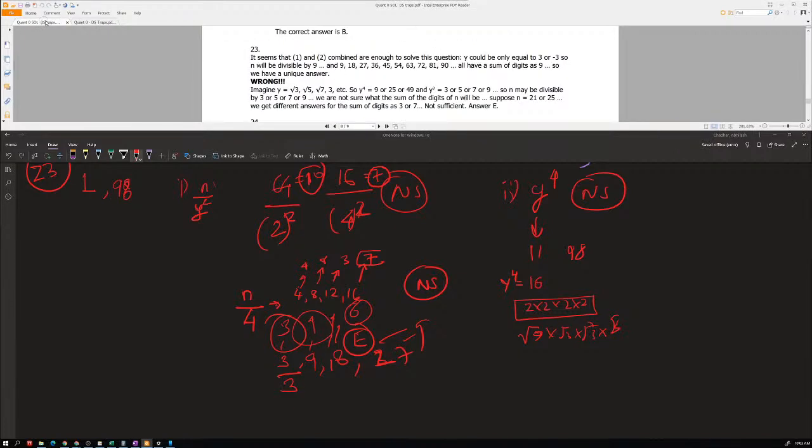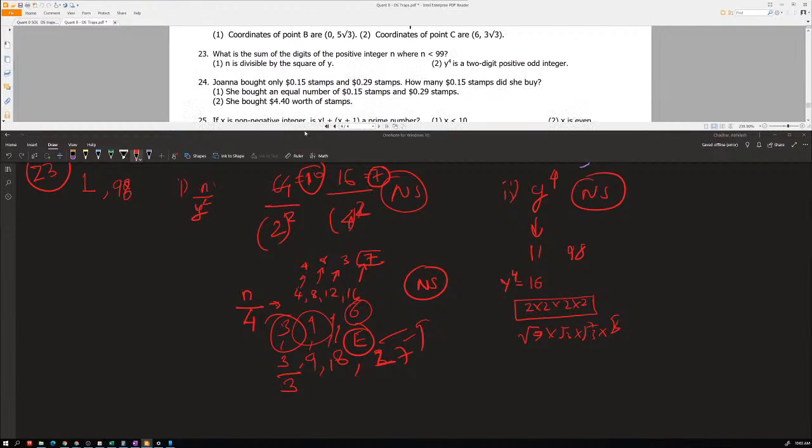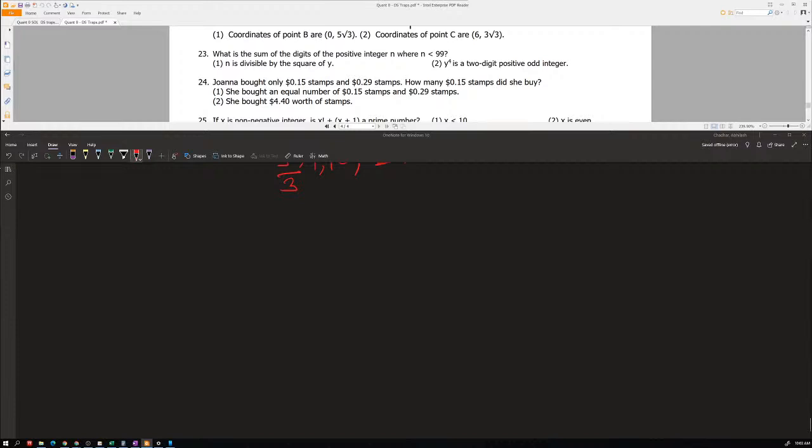Okay, let's see now question number 24. Question number 24 says Jana bought only 0.15 dollar stamps and 0.29 dollar stamps. So there are two types of stamps: a 0.15 dollar type of stamp and a 0.29 dollar type of stamp. And how many 0.15 stamps did she buy? So this is how many of them there are, right?